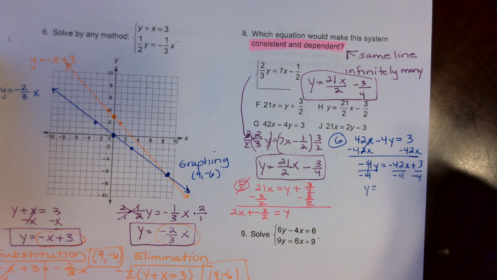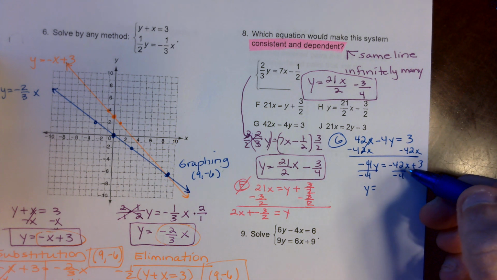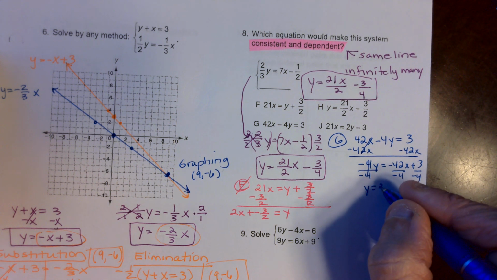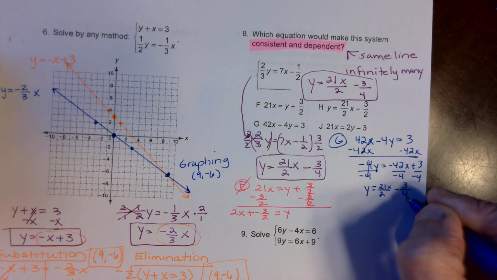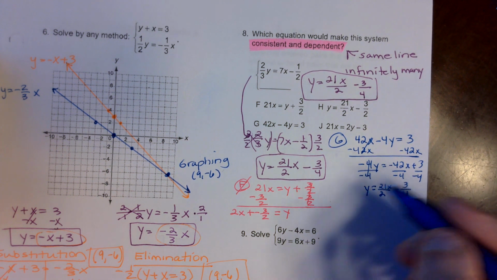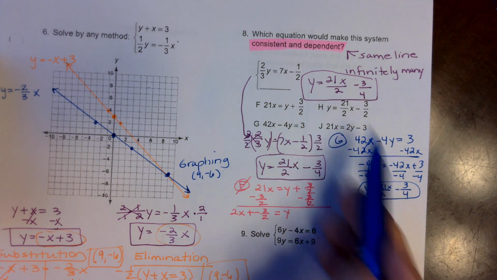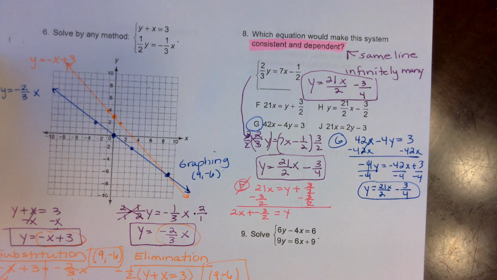y equals, what is that? Divide by 2, divide by 2. So 21/2 minus 3/4, or plus a negative, same thing. Okay, so there's that one. Is that the same? Ding, ding, ding! We have a winner.